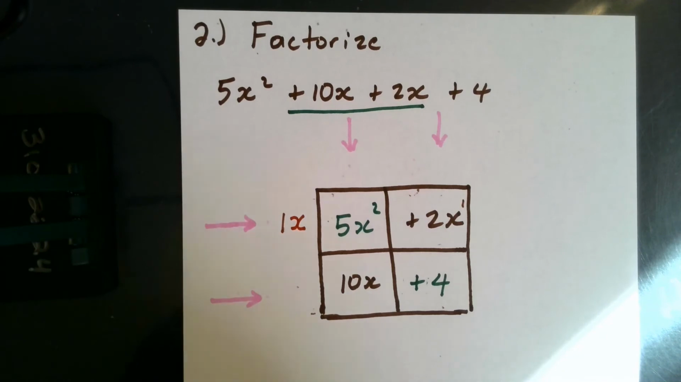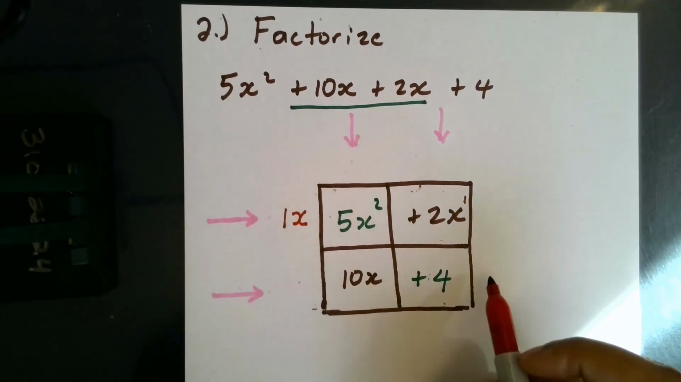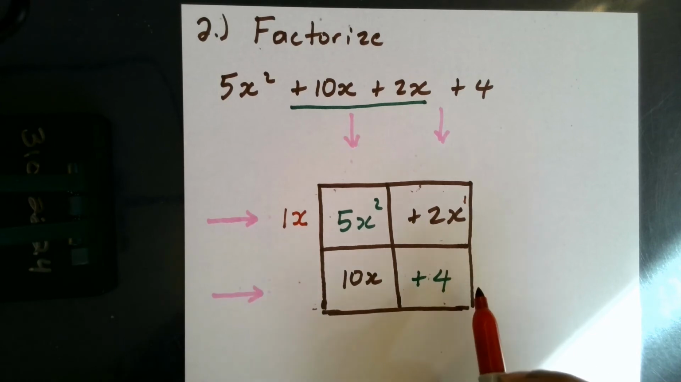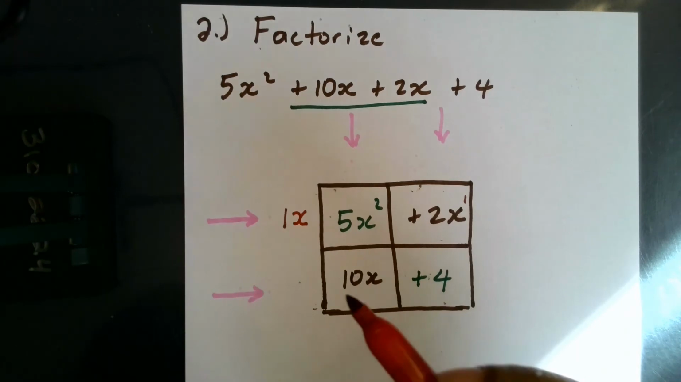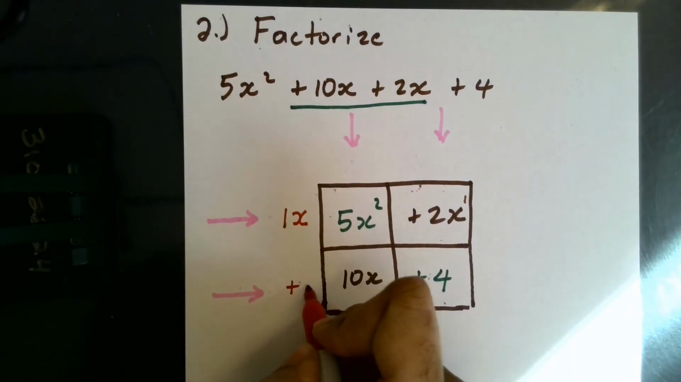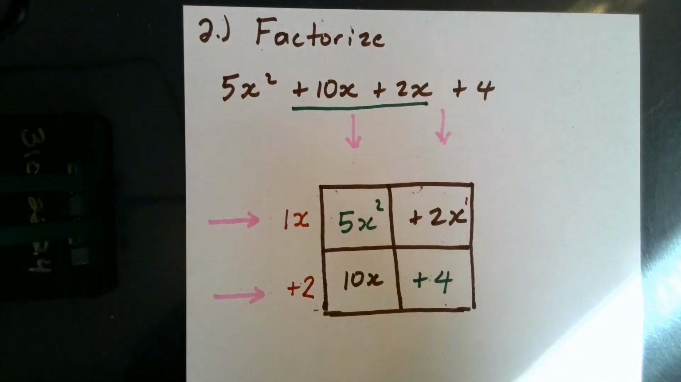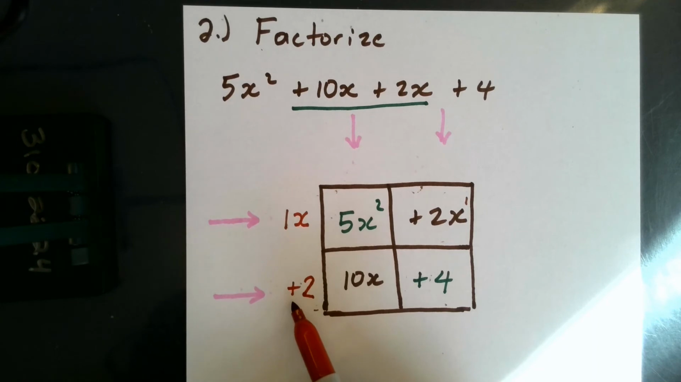In this direction, the GCF of 10x and 4 is 2. That's the largest possible number you can find that can go into 10 and 4 without leaving a remainder. And we do not write 2x because x is not common to these two terms. It's not common.